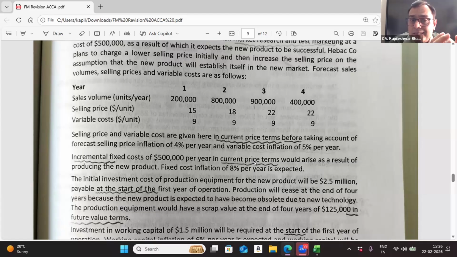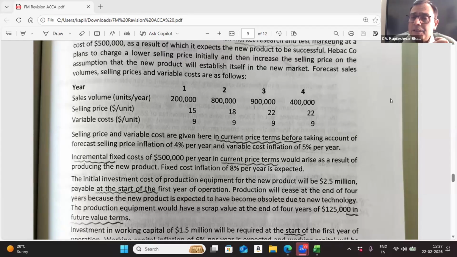The forecasted sales in terms of units are given, the selling price is given, and the variable cost is given. And then he adds on a very interesting input. It says selling price and variable cost are given in current price terms before taking the forecasted inflation, which is 4% for sale and it is 5% for the variable cost.